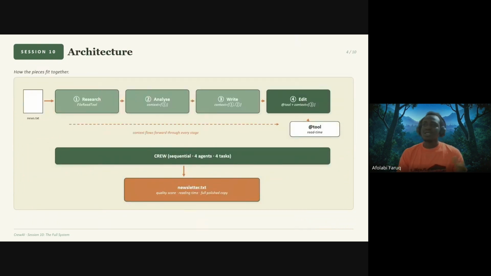This is what the architecture is going to look like. We have the input file, which is news.txt. We have the FileReadTool that enables us to read files from our local computer, and that's what's going to be reading the news.txt file. Then we are going to have the context chain, which is what's going to be analyzing. They're also going to be able to write and then edit using our custom tools. Then we pass that into the Crew, 4 agents with their respective tasks, to give us a nice output.